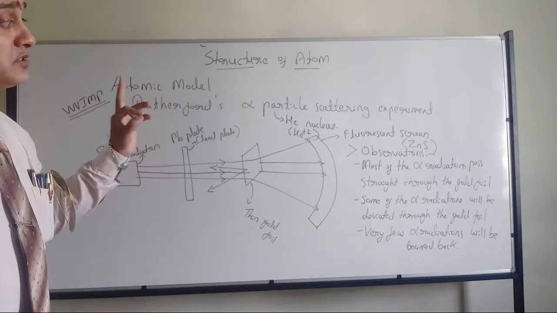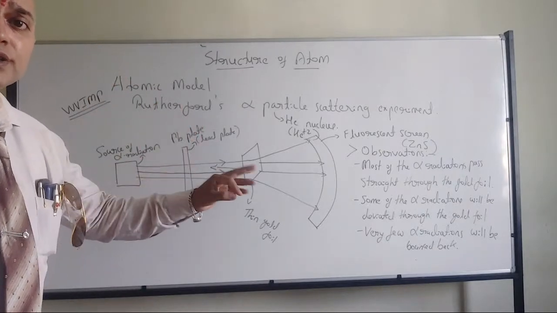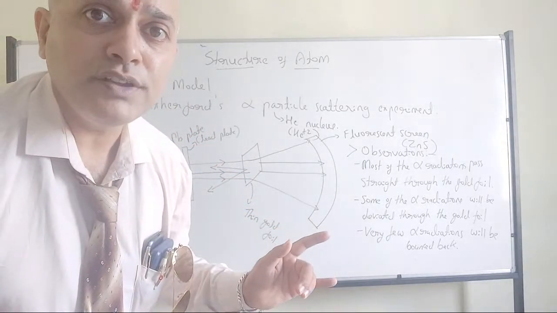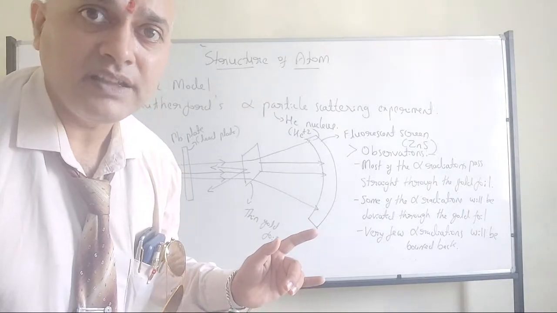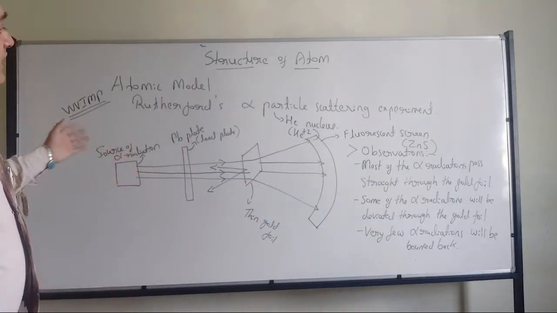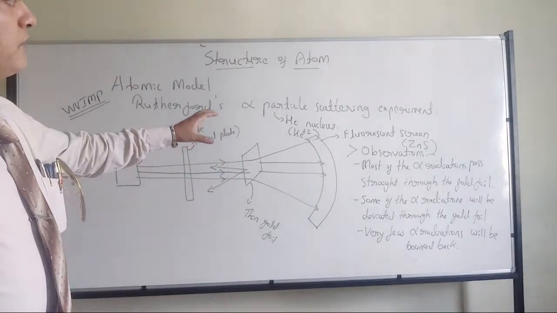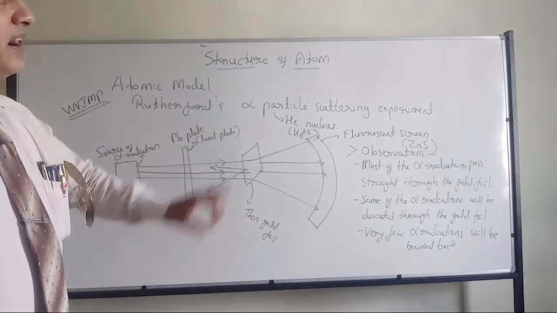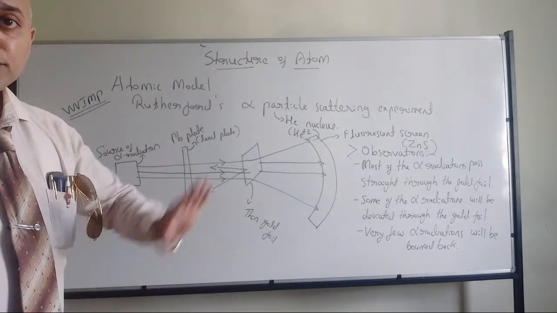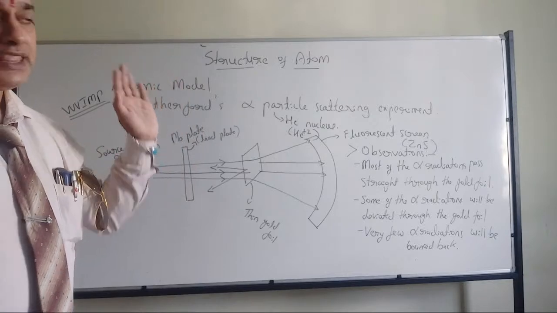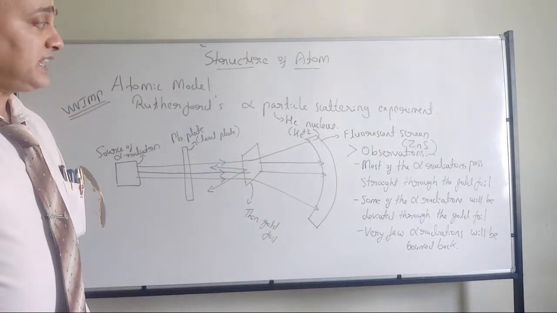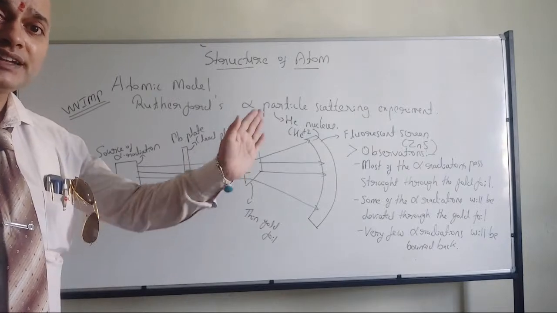So what is that? Most of the radiation will pass straight through the gold foil. Most means maximum radiation. Sir, in the exam, should we use the word alpha rays or alpha radiations? Alpha radiation, anything is fine, but the appropriate word is radiation. You can use alpha rays also, no problem. In the observations, alpha rays pass straight through the gold foil without any deflection or deviation. Maximum will pass through the gold foil. Next, some of the alpha radiation will be deviated or deflected.